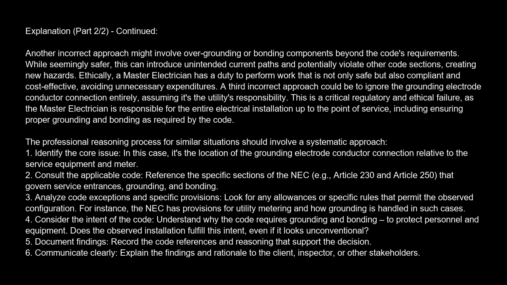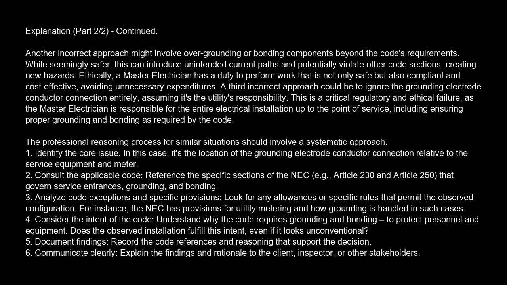Another incorrect approach might involve overgrounding or bonding components beyond the code's requirements. While seemingly safer, this can introduce unintended current paths and potentially violate other code sections, creating new hazards. Ethically, a master electrician has a duty to perform work that is not only safe but also compliant and cost-effective, avoiding unnecessary expenditures. A third incorrect approach could be to ignore the grounding electrode conductor connection entirely, assuming it's the utility's responsibility. This is a critical regulatory and ethical failure, as the master electrician is responsible for the entire electrical installation up to the point of service, including ensuring proper grounding and bonding, as required by the code.